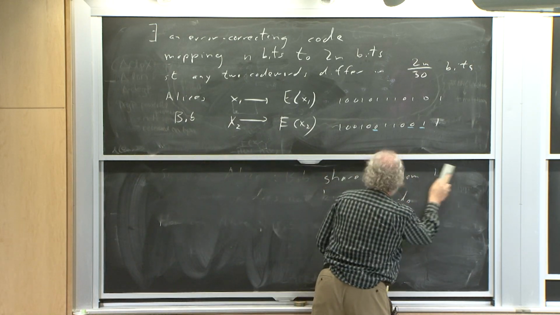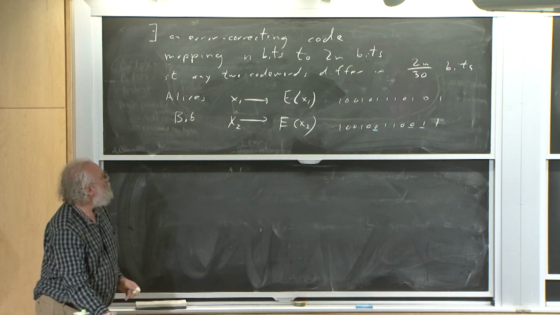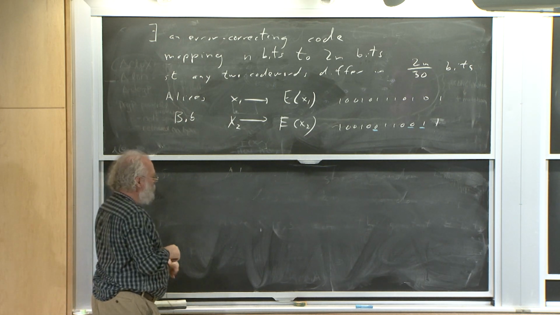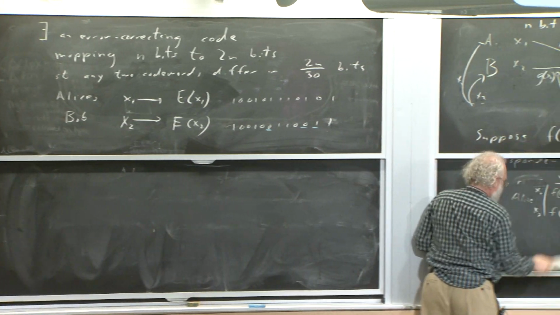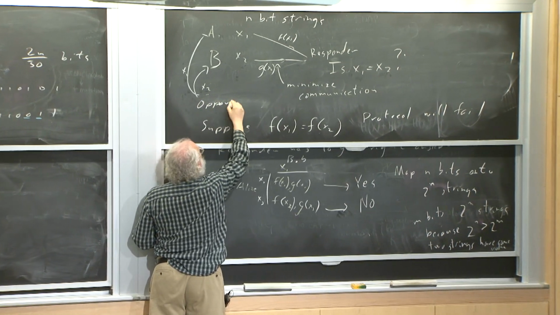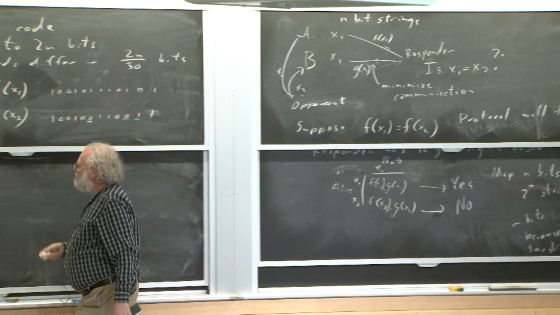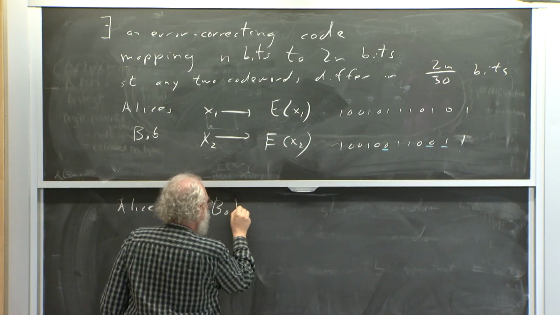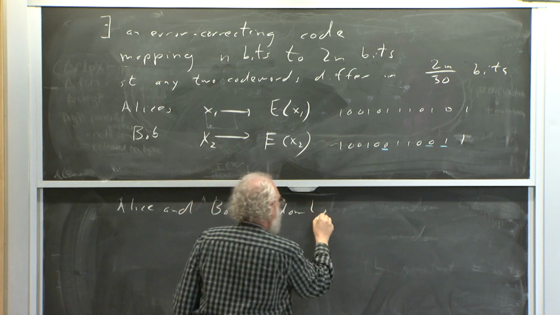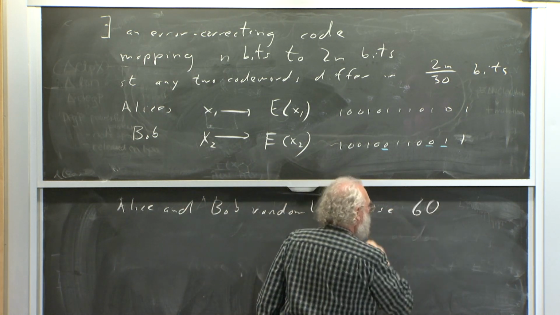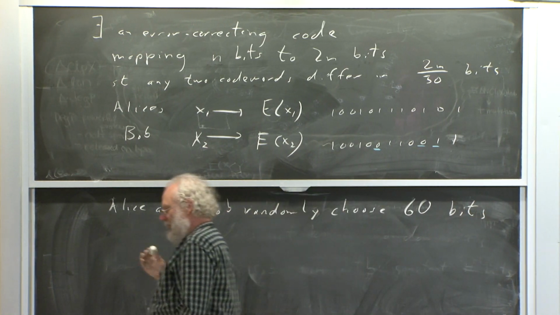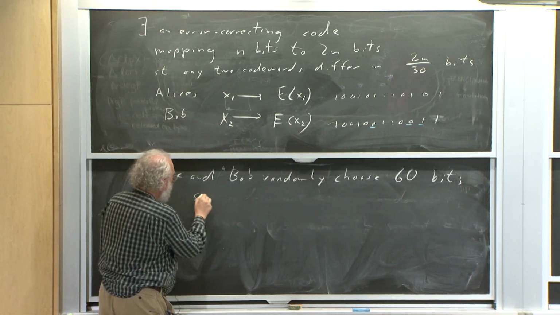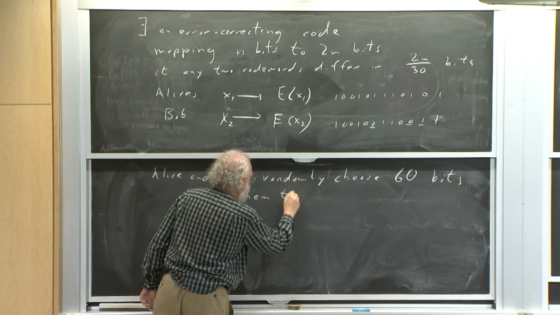And now we come to the great use of the randomness that Alice and Bob share that the opponent doesn't know about. I really should call him an opponent because it sounds less scary. Okay, so Alice and Bob randomly choose 60 bits. And they use the same random string to choose it, so they choose the same 60 bits from each of the code words and send them to R.